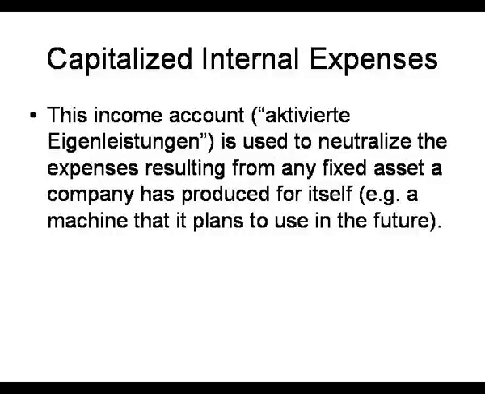The other account that's relevant is called capitalized internal expenses. It's exclusively an income account. In German, it's called aktivierte Eigenleistungen, and it serves a similar function as change in inventory stock. It neutralizes expenses that were incurred because a company produced something for itself. Specifically, it produced a fixed asset for itself, for example, a machine that the company wants to use in the future. And in this case, these expenses are found in the income statement, but neutralized through the income that's in the account capitalized internal expenses.